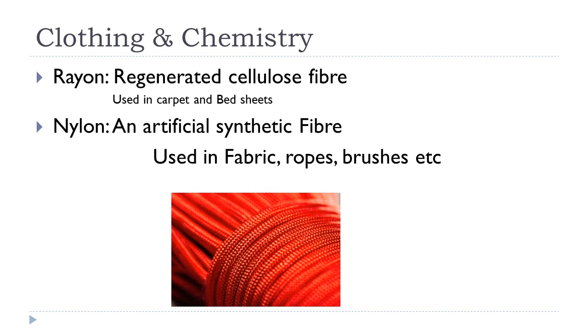And two more synthetic fabrics are there. First one, rayon. It is a regenerated cellulose fiber. It is used for bed sheet, carpet, etc. And one more, nylon. Nylon is an artificial synthetic fiber. It is used in fabrics, ropes, brushes, etc.